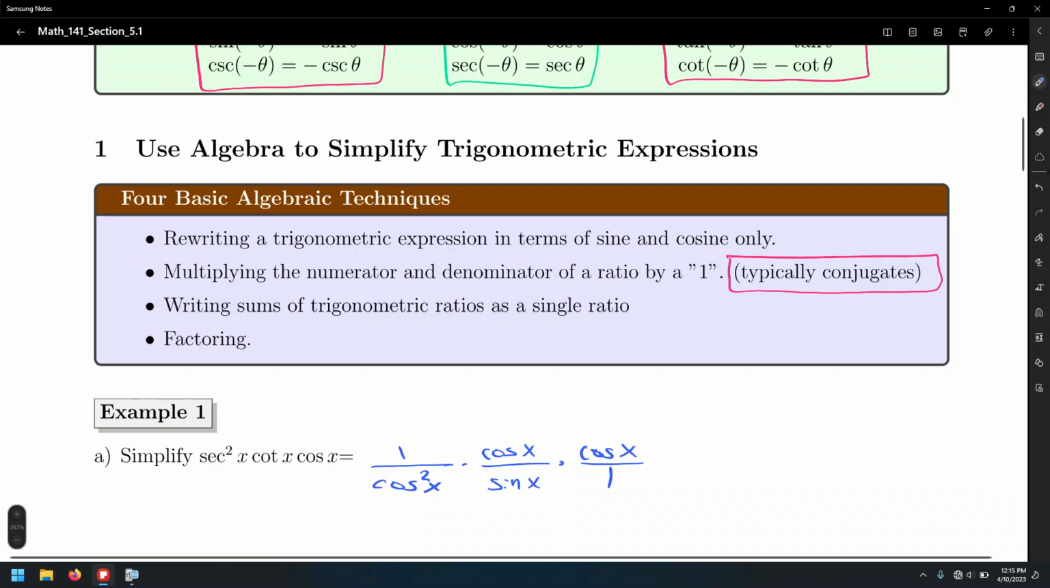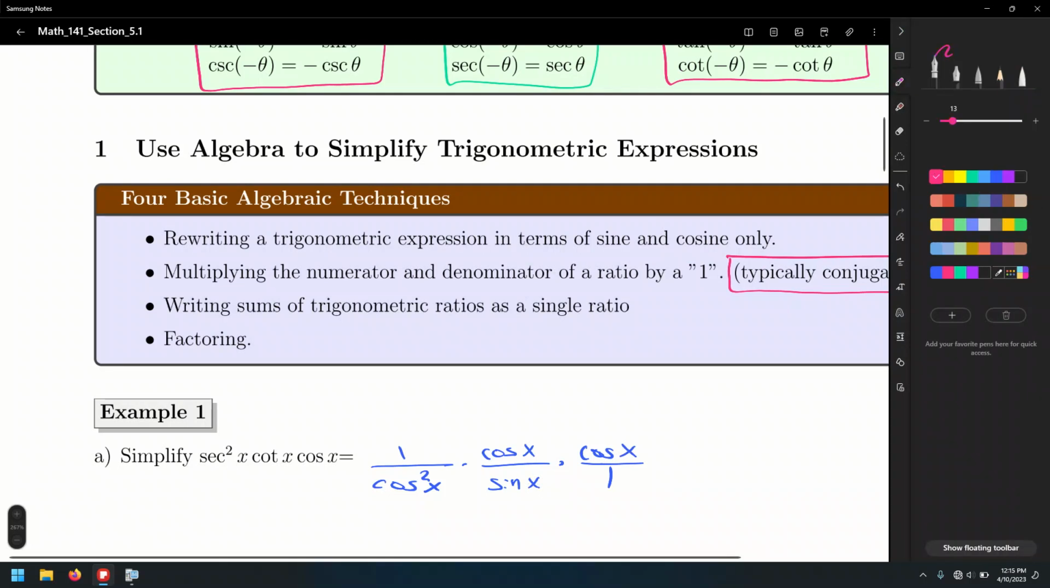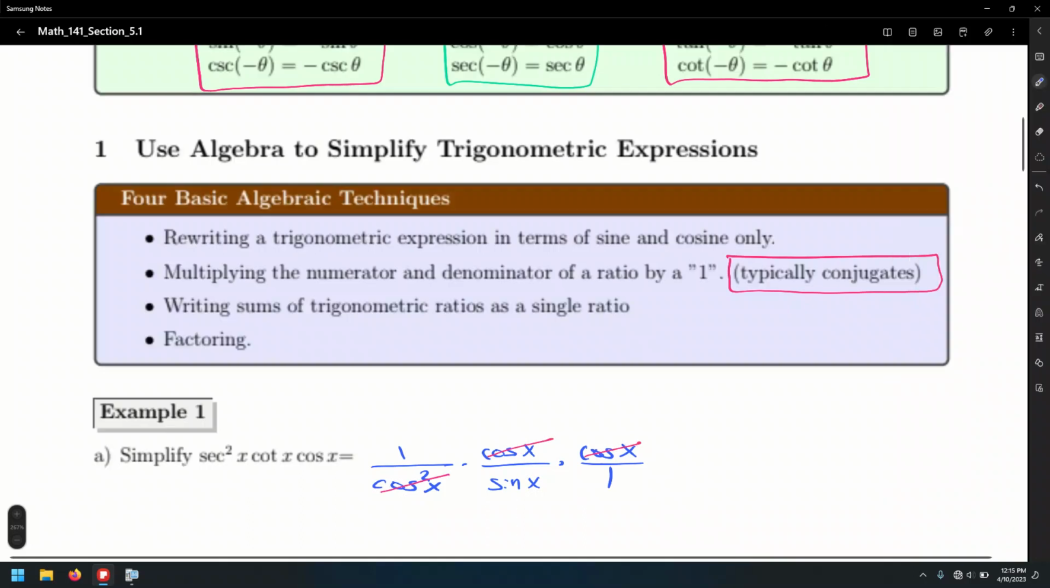So, yep. So here's what's going to happen. Check this out. Cosine times cosine will become cosine squared when we multiply them. That is, these two factors of cosine will get divided out with cosine squared in the denominator. And that's just going to leave us with the following. That's simply 1 over sine. But 1 over sine is the same as cosecant x.